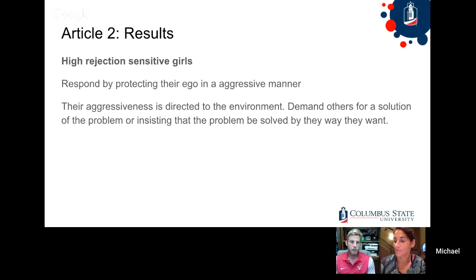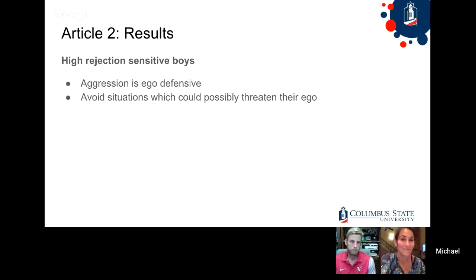High rejection sensitive girls respond by protecting their ego in an aggressive manner. Their aggressiveness is directed to the environment and demand others for a solution of the problem or insisting that the problem be solved the way they want. High rejection sensitive boys. Aggression is ego defensive. They avoid situations which could possibly threaten their ego.